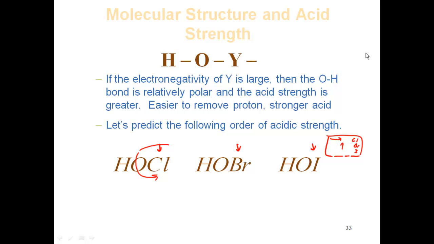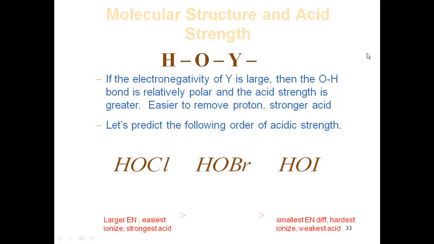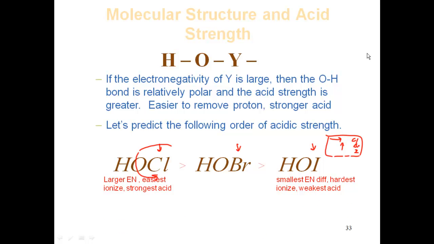Iodine is the least electronegative, so it has less pull. Therefore, it's going to release fewer hydrogens, which means it'll be the least acidic in this group. So, larger electronegativity due to that chlorine means easier to ionize, and a stronger acid. HOCl will be stronger than HOBr. And then HOI has the smallest electronegativity difference, therefore the hardest to ionize, therefore the weakest acid.